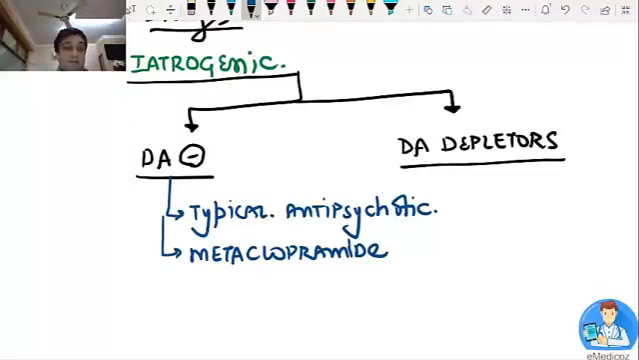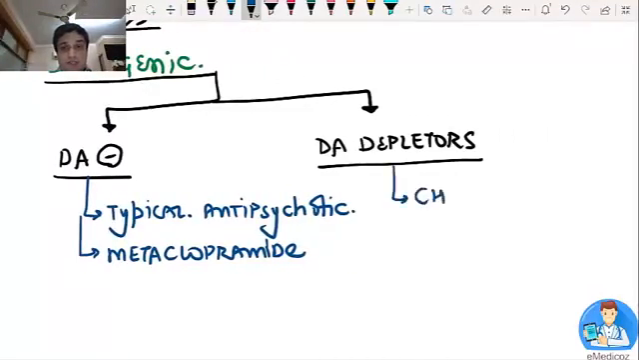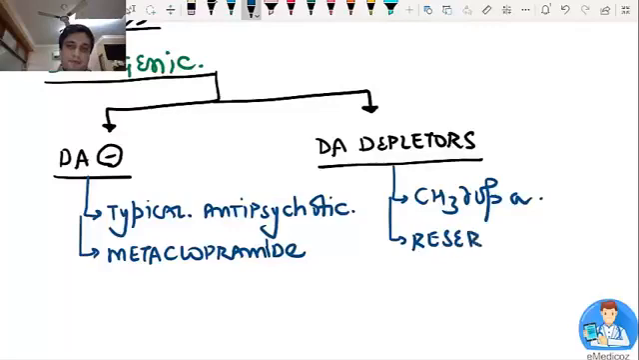When I look at the dopamine depleters, yes, now we have a few examples with us. One is methyldopa, okay, and the second one happens to be reserpine. So methyldopa and reserpine are the two drugs. Even one more drug, tetrabenazine, I know that.